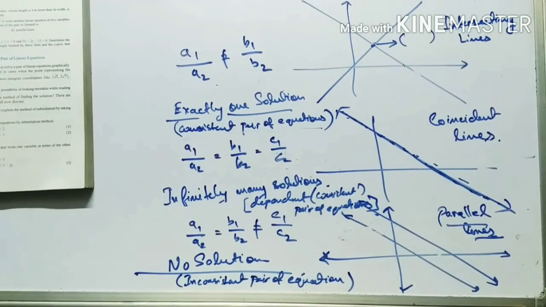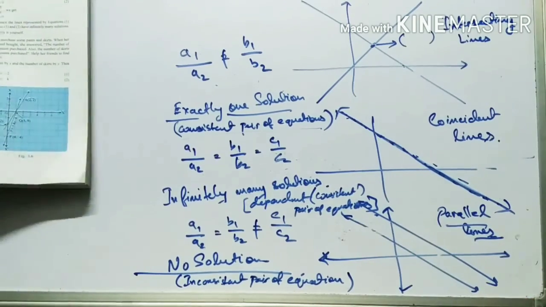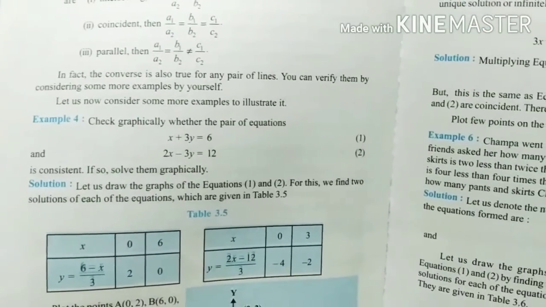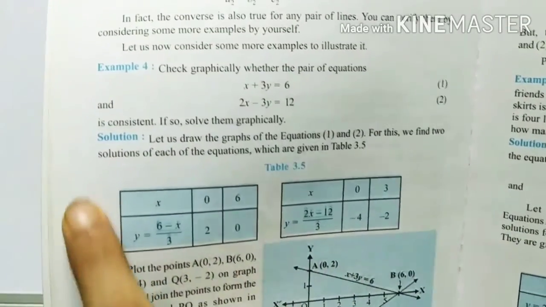Let's say a pair of linear equations in two variables is given. For example, let me check these examples. Check graphically whether the pair of equations is consistent. I have to check it graphically. If so, solve them graphically. In here, these two equations are there, so you will have to draw a table in this way.